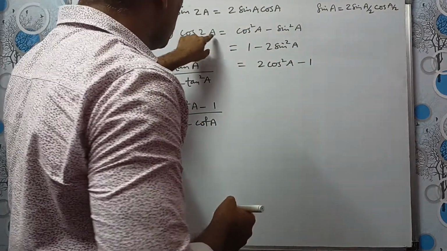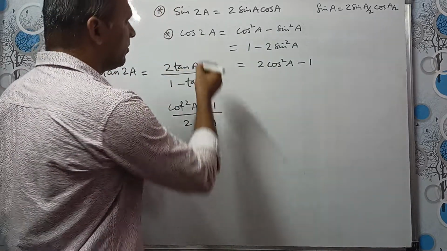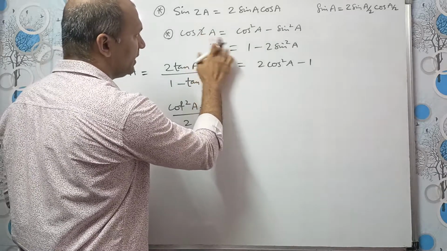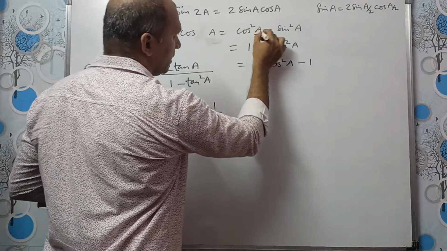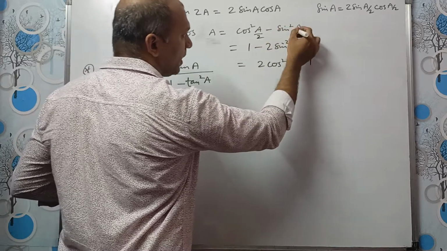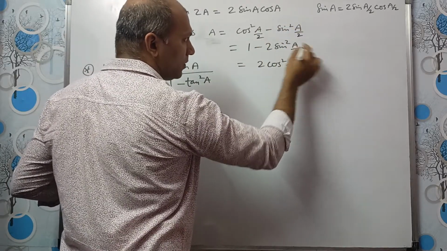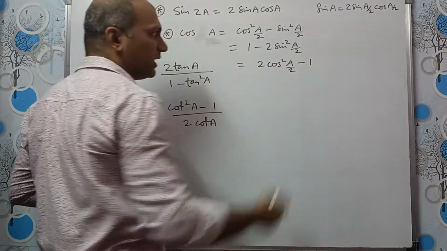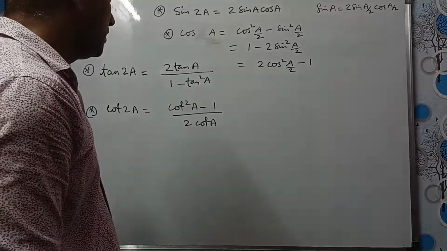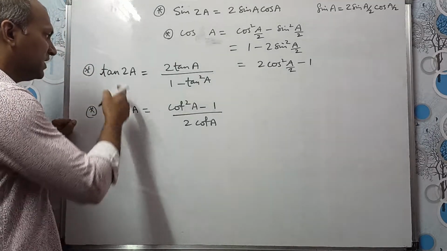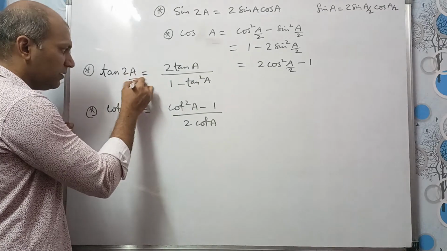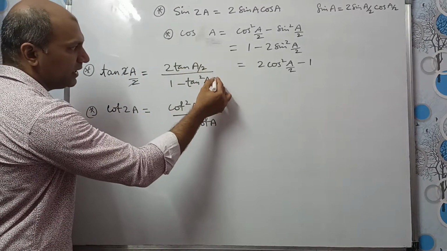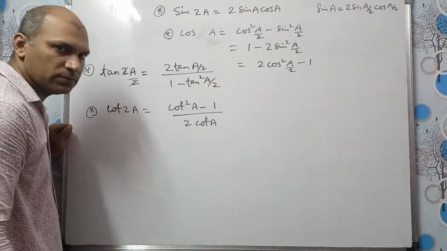In the same way, here in place of A, can we write A by 2? So if you write A by 2, what will happen? This A and this 2 and this 2 will get cancelled, right? So it is cos A is equal to cos square A by 2 minus sin square A by 2, or 1 minus 2 sin square A by 2, or 2 cos square A by 2 minus 1. Alright. So here in place of A, if you write A by 2, this 2 will get cancelled, right? So here we'll have 2 tan A by 2 over 1 minus tan square A by 2.